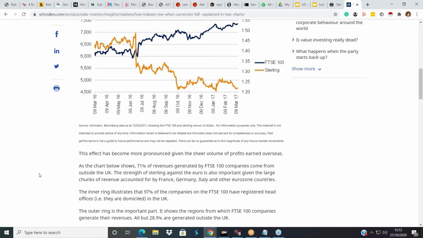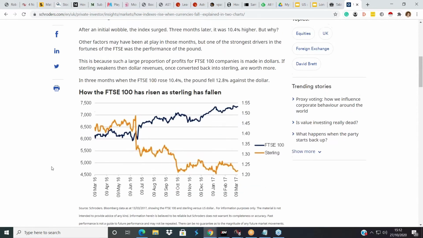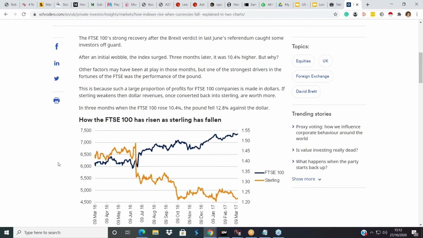So those companies, although they may have had their headquarters in the UK, or they were listed on the stock exchange, their revenues were derived from commodities, and commodities are priced in dollars. When the dollar rose and the pound fell, because they were earning in dollars and converting back into British pounds, they were going from a strong currency to a weak currency. That would improve their bottom line.